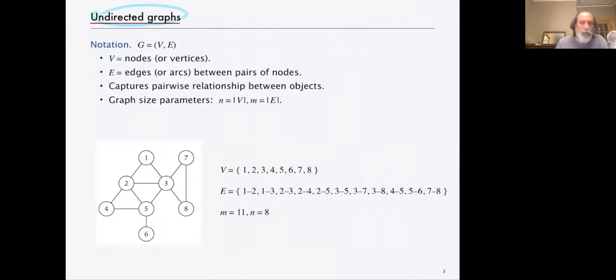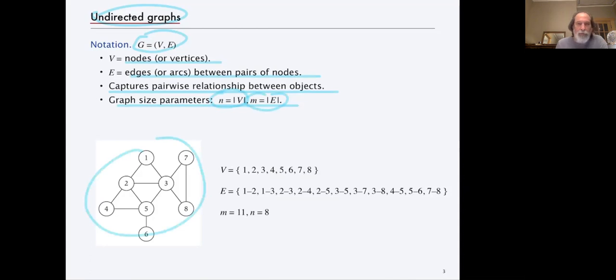Okay, so a quick review of terminology for undirected graphs. A graph, of course, is a pair, usually called V and E, of nodes or vertices and of edges, which are pairs of nodes. In the case of an undirected graph, those are unordered pairs. And we use them to capture pairwise relationships between objects, the nodes being objects and edges representing some kind of relationship between them. We typically have two size parameters, the number of vertices, which we call n, and the number of edges, often denoted m.